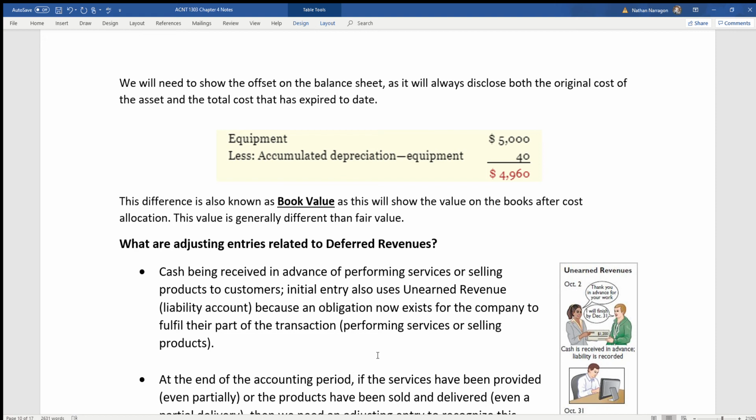Normally you'll probably see less than the accumulated depreciation dash whichever asset it is. Again, this happens to be equipment. And we come out to $4,960 now of book value. Again, different than the fair market value. Okay, it only shows the allocation.